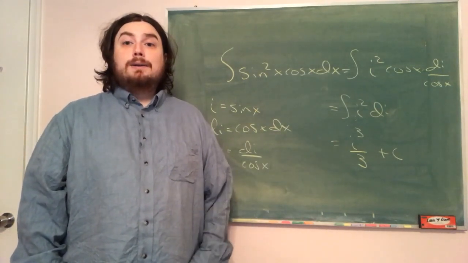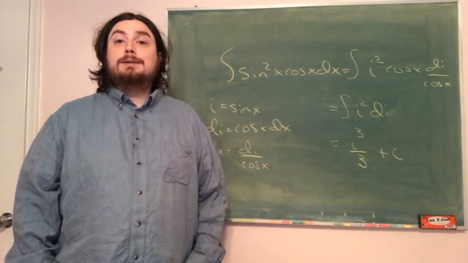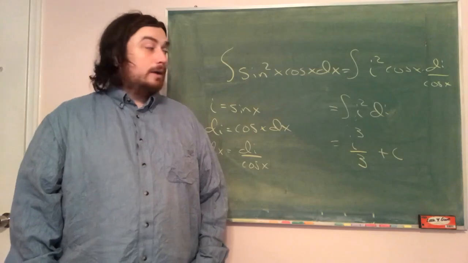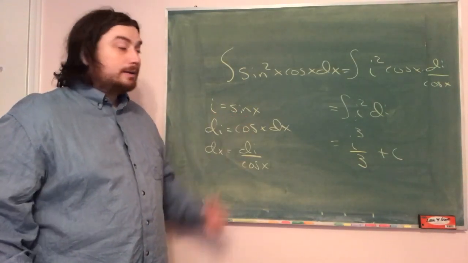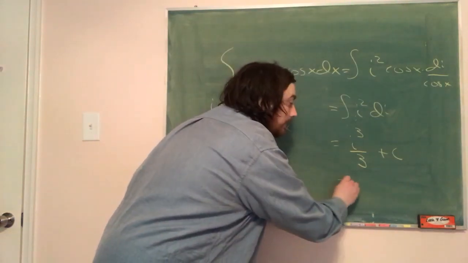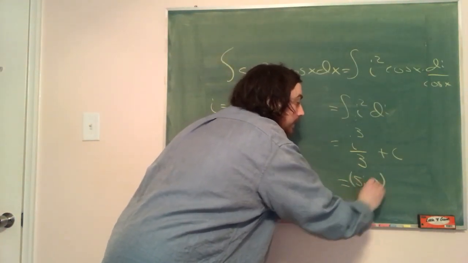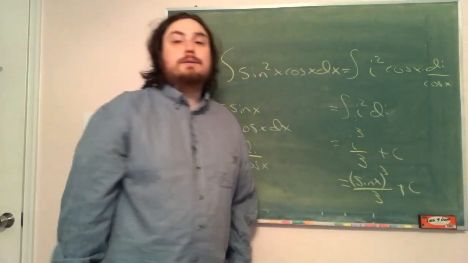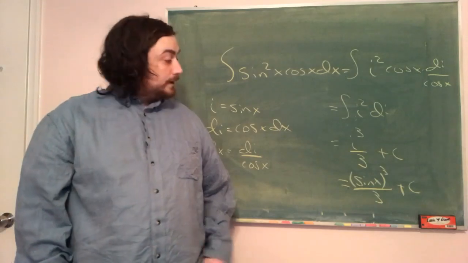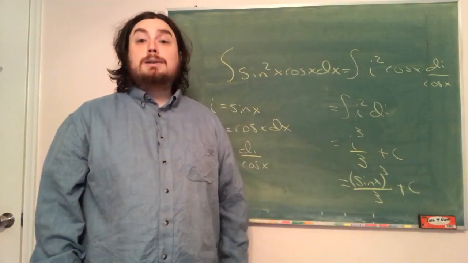The last thing I have to do is remember that I introduced u as a variable, so I have to get rid of that. The way I'm going to do that is to recall that I let u be sine of x. So in my final integral, I have sine of x cubed over 3 plus my constant of integration c. So my new integral is sine of x cubed over 3 plus c.